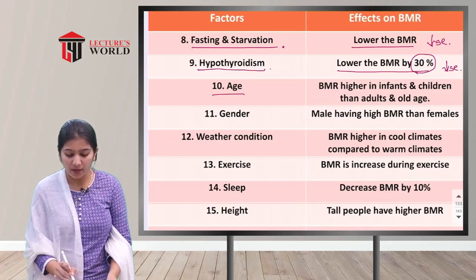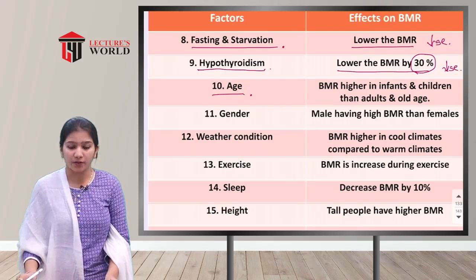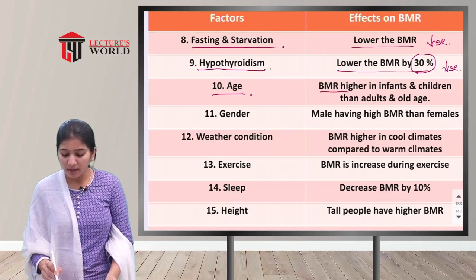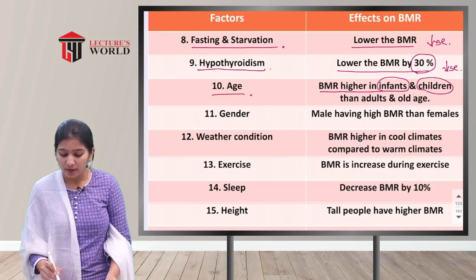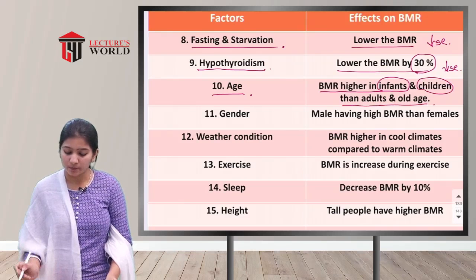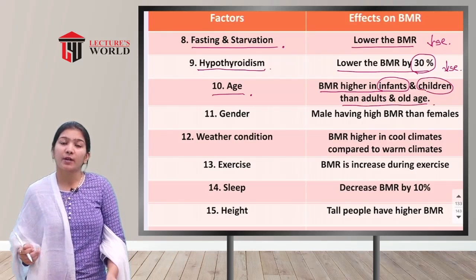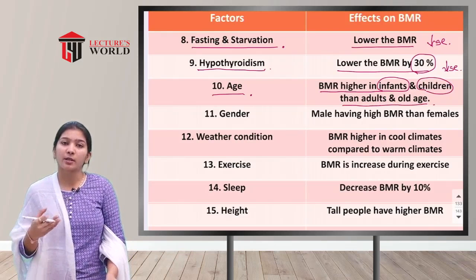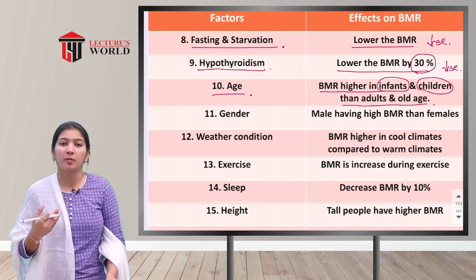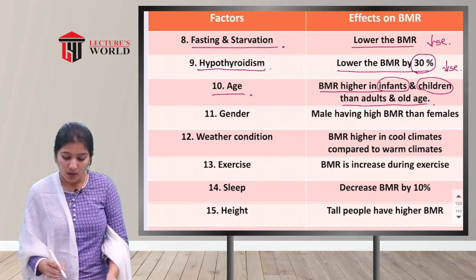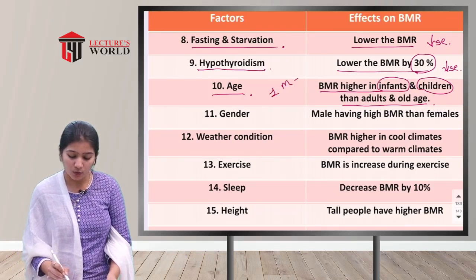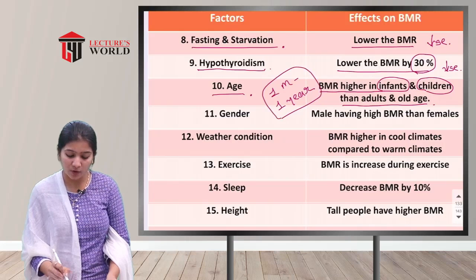The next factor which affects your BMR is age. BMR is higher in infants and children than in adults and old age. The calorie requirement, or we can say the rate of metabolism, is highest during infancy. The infancy period is the period of 1 month to 1 year. This time is known as infancy.